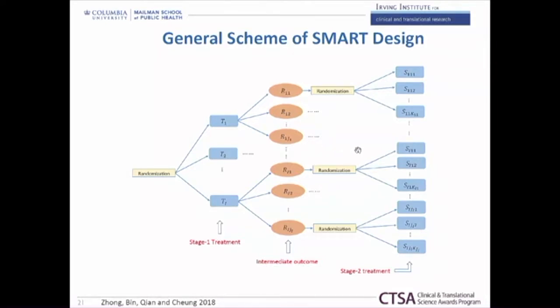For the stage 2 treatment, because we do not randomize non-responders again, following R12 and R22 we have 1 bullet of treatment option. While for those responders, we will randomize to 2 treatment options. So we'll have 2 bullets here following R11 and another 2 bullets following R21.